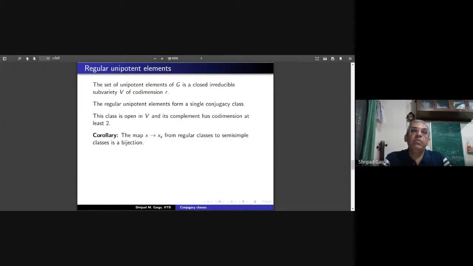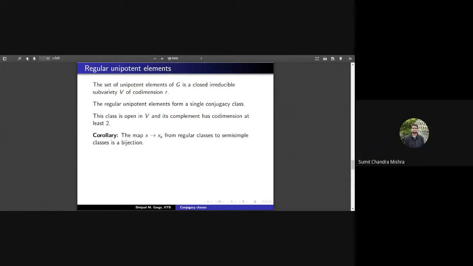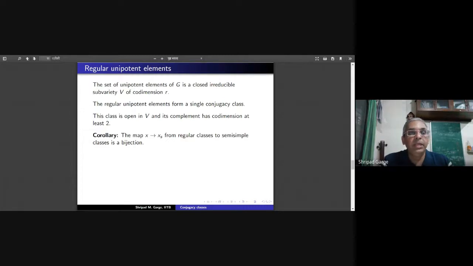Okay, so now we come to the regular unipotent elements. This is something which is studied quite at length by Steinberg in his IHES paper, and I think the title of the paper is Regular Elements in Semisimple Algebraic Groups. And these are some very interesting results that are proved in this paper.